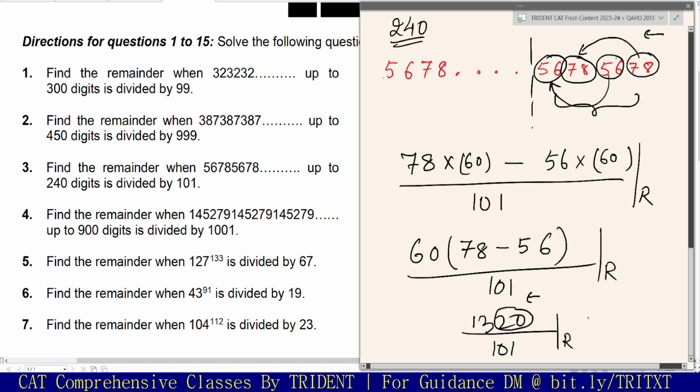From 20, if I subtract 13, I get a 7. And please note that 7 is less than the divisor 101. So my answer will be 7. I hope that made sense.